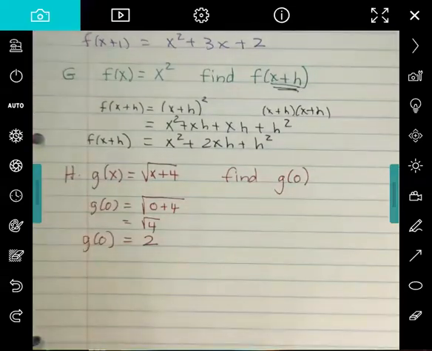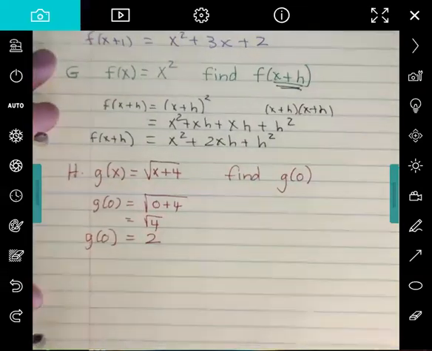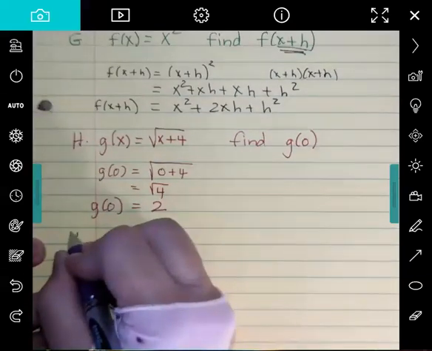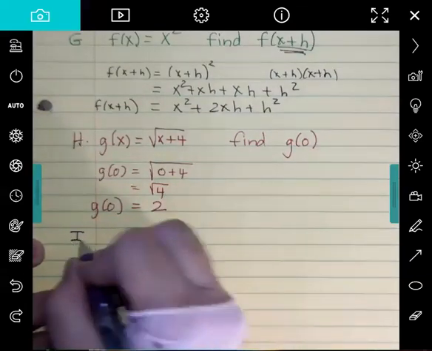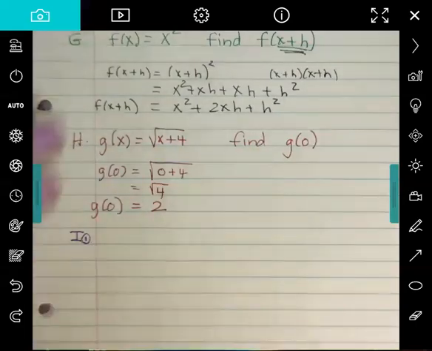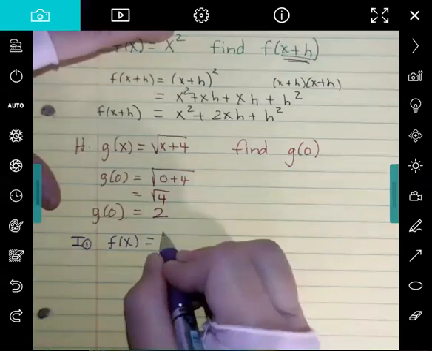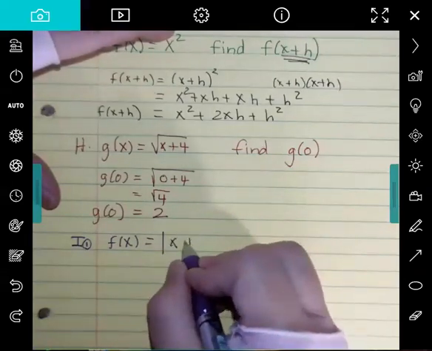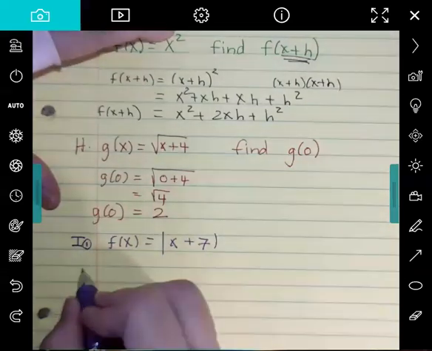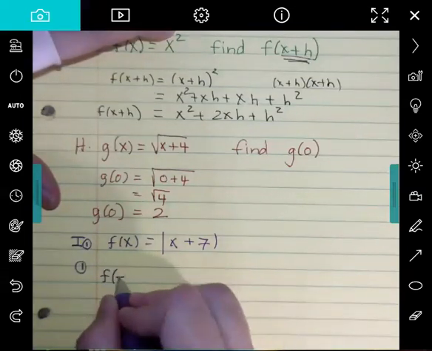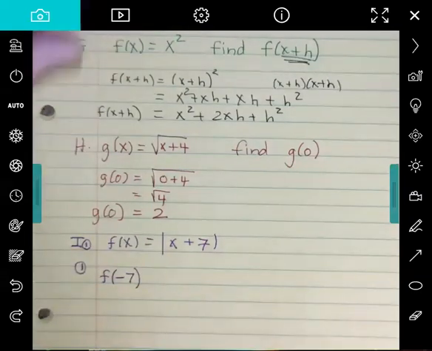I have only one more. You might be sad to hear that. But it has two parts. It has part A and part B. So we'll call this part I because it's going to have two parts. F of x equals the absolute value of x plus 7. First, I want you to find f of negative 7.